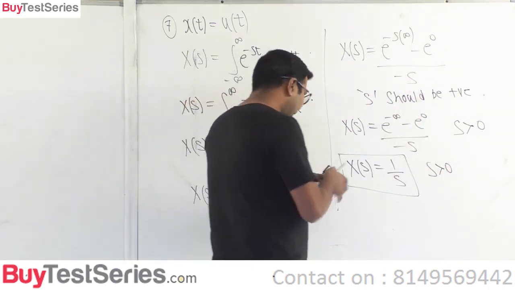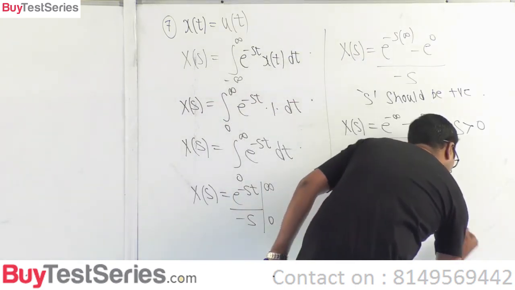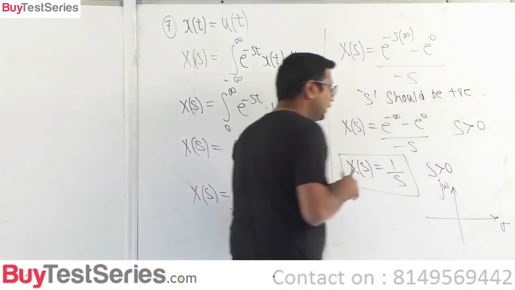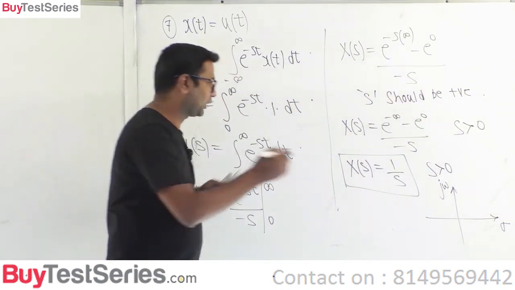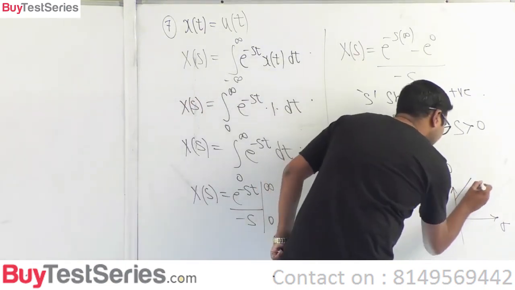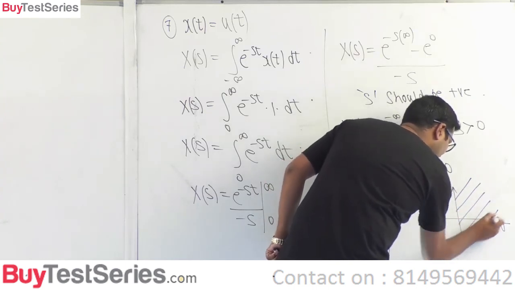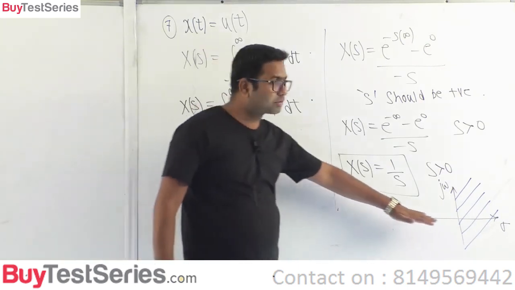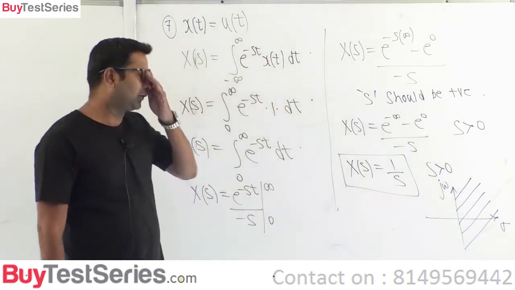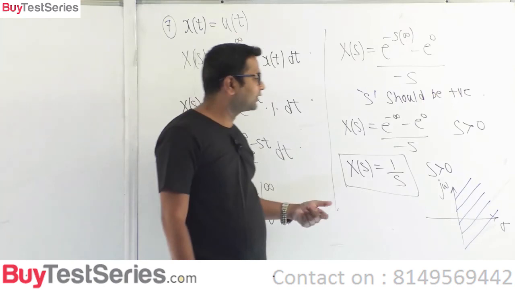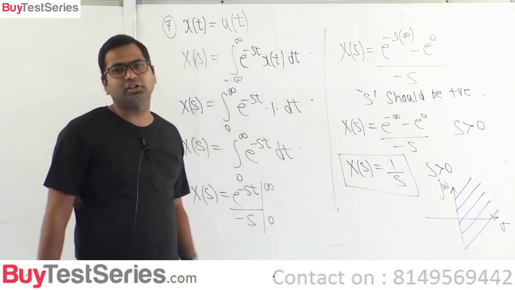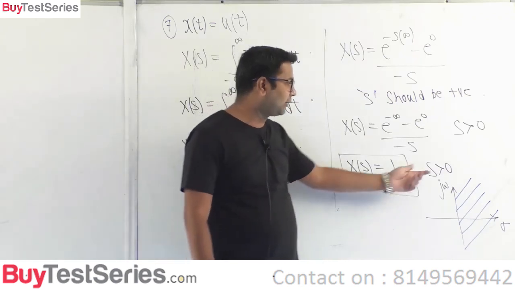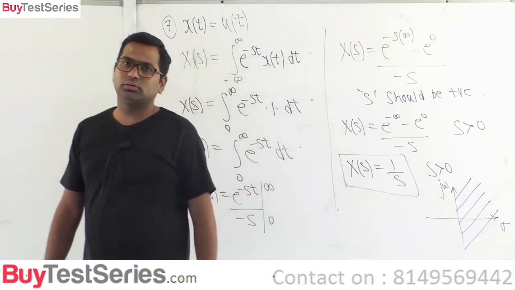We will draw the s greater than 0 ROC. The s greater than 0 ROC is the region to the right hand side of the j omega axis, as the j omega axis represents s equal to 0. This is the ROC for unit step signal. Therefore, the Laplace transform for unit step signal is 1 by s, and the ROC is the region to the right hand side of the j omega axis, represented by s greater than 0.